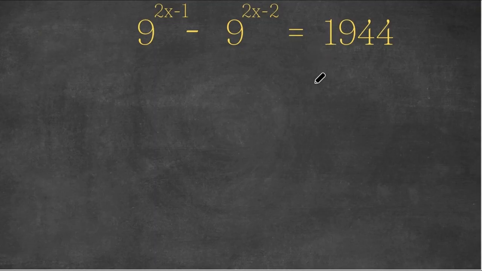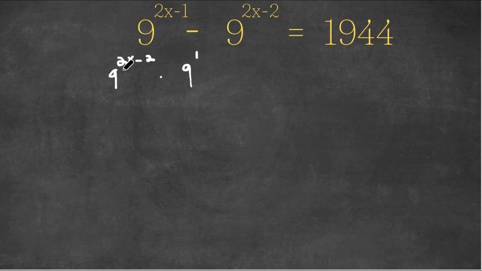In today's video, I'm going to be teaching us how to solve this exponential equation. So we have 9 to the power of 2x minus 1 minus 9 to the power of 2x minus 2 equals 1944. So what I'm first going to do is I'm going to rewrite 9 to the power of 2x minus 1 as 9 to the power of 2x minus 2 times 9 to the power of 1.